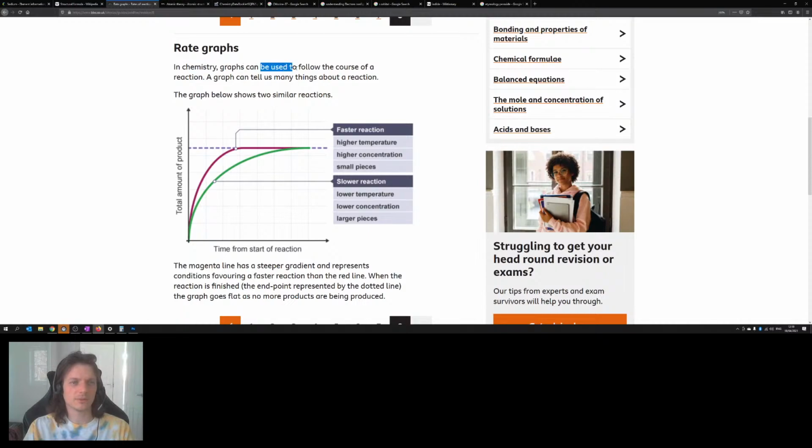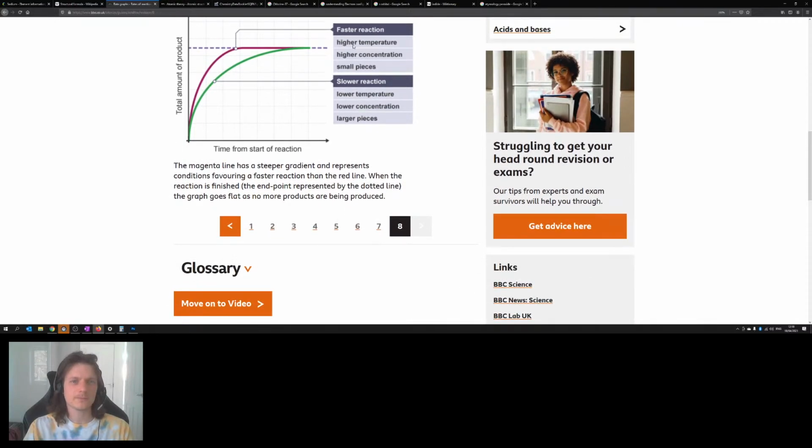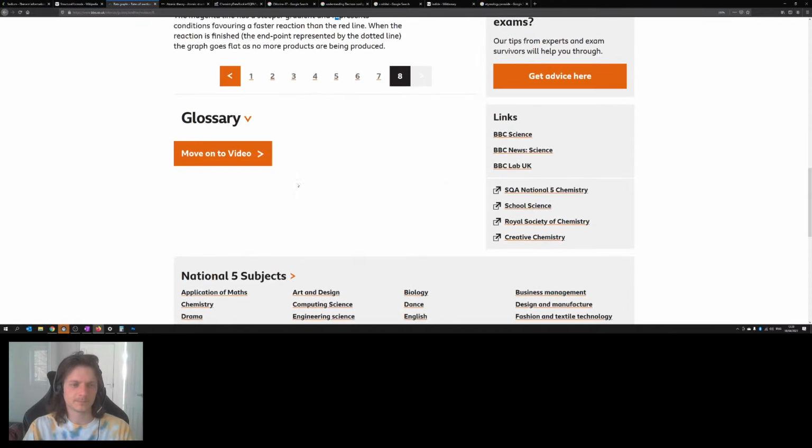In chemistry, graphs can be used to follow the course of a reaction. A graph can tell us many things about a reaction. Higher temperature, higher concentration, small pieces, lower temperature, lower concentration, larger pieces. The magenta line is a steeper gradient and represents conditions favouring a faster reaction than the red line. When the reaction is finished, the end point represented by the dotted line, the graph goes flat as no more products are being produced.